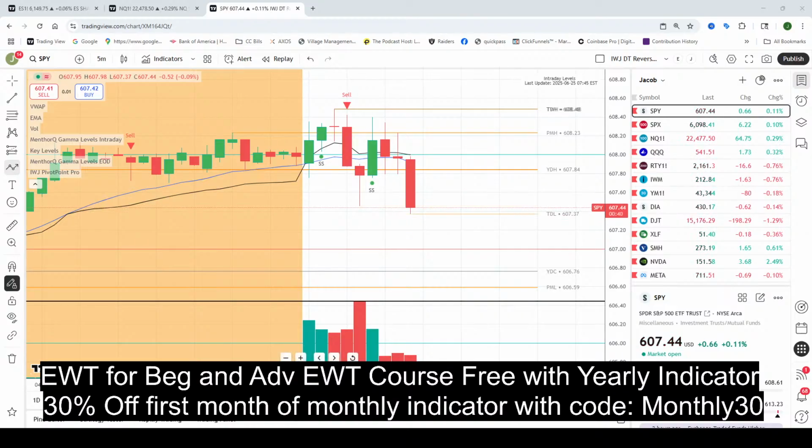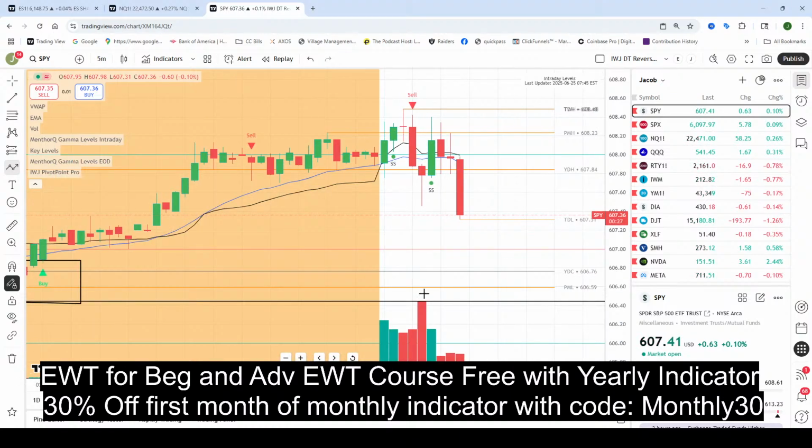Okay, there's the break of the previous low. So now you do have a lower low. So now we would look for them to come down into the 606.76, 606.59 area. Actually, 607 is the call wall. So that would, and you can see there's a bunch of support here as well.